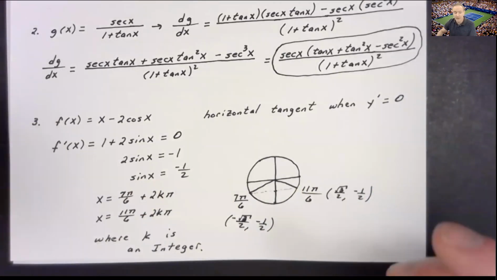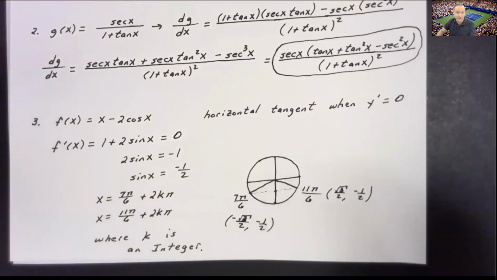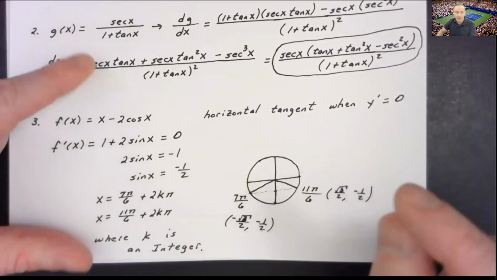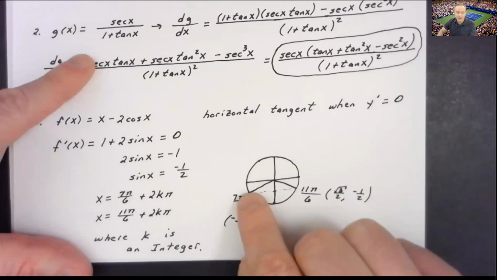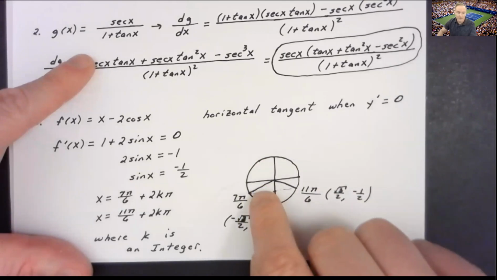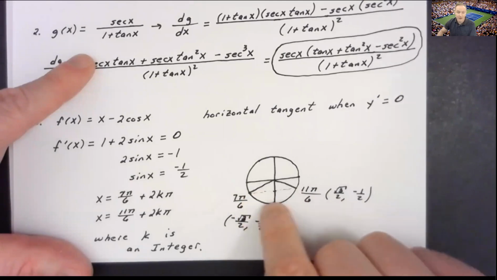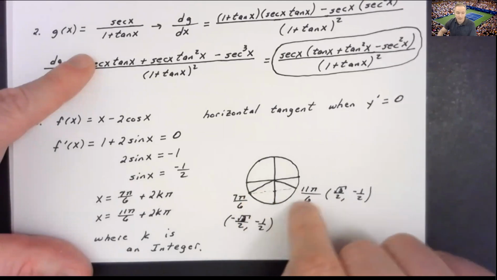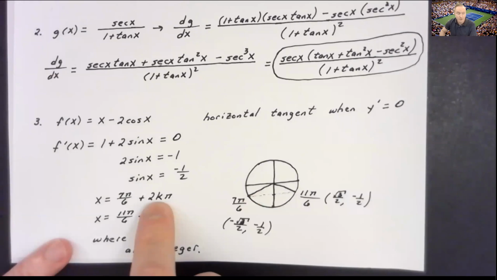I didn't limit my question to just asking the values of theta between, or in this case, I should say x between 0 and 2 pi. So I had to put the general answer. So you could say, well, you're going to have the sine value being -1/2 at 7 pi/6 or any coterminal angle to that. So in order to handle the coterminal angle over here, I just had to add the 2k pi.